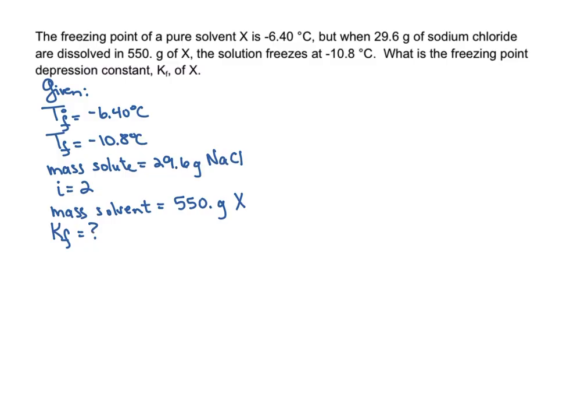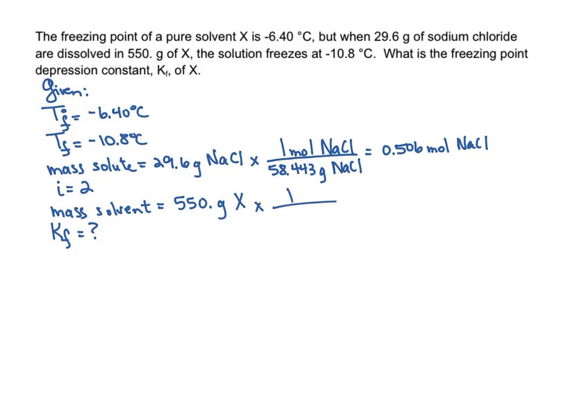Alright, since this is a freezing point depression problem, I'm going to start converting my numbers. I know that the mass of the solute has to be in moles. So grams of sodium chloride on top, then grams of sodium chloride on the bottom, and this is going to equal 1 mole of sodium chloride. And for my solvent, I need that in kilograms. So 1 kilogram is 10 to the 3rd grams.